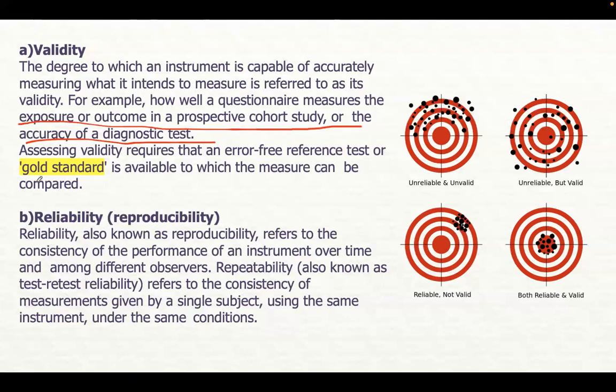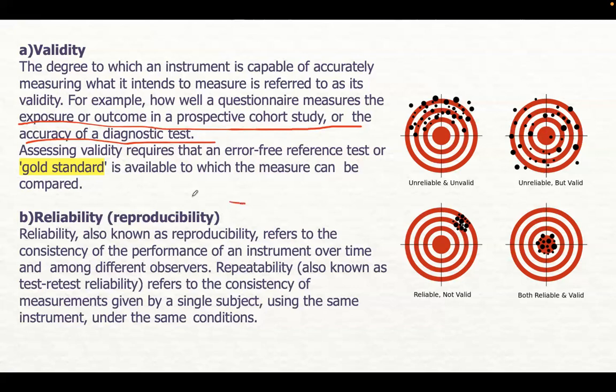Okay? Next naman is the reliability. When we say reliability, it is synonymous to reproducibility. It refers to the consistency of the performance of an instrument over time and among different observers. Ibig sabihin nun yung repeatability. Okay? Kapag yung isang patient, tinest mo siya sa iba't ibang instrument, tapos nag-yield sila ng same result, it means that the test or the instrument is reliable or it can be done repetitively. Okay? It refers to the consistency of the measurement.